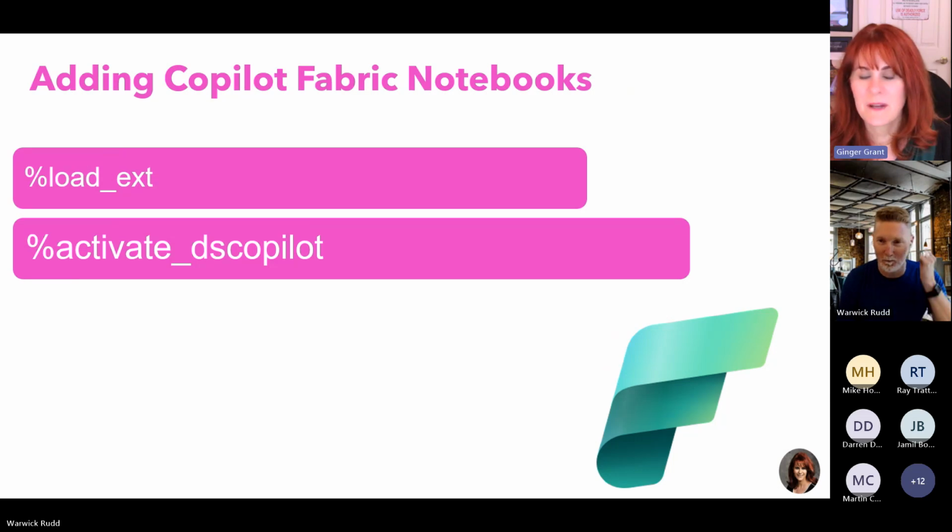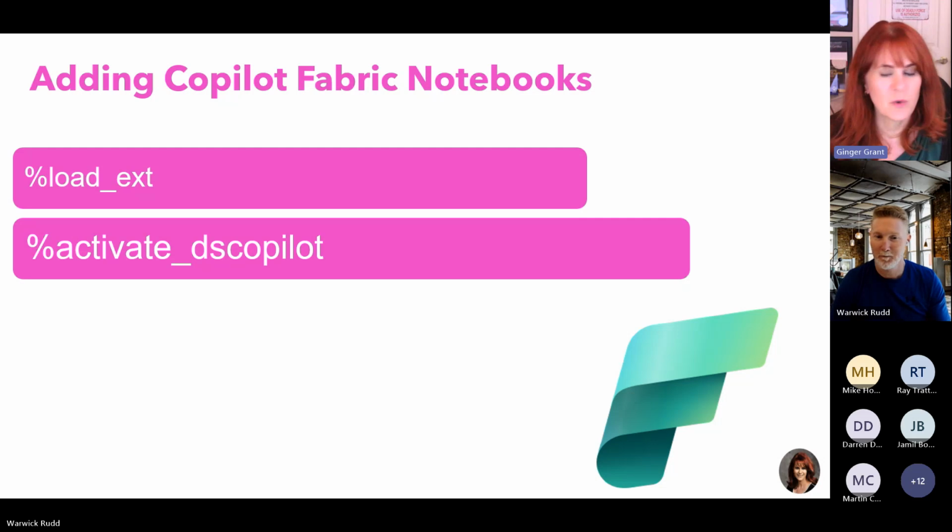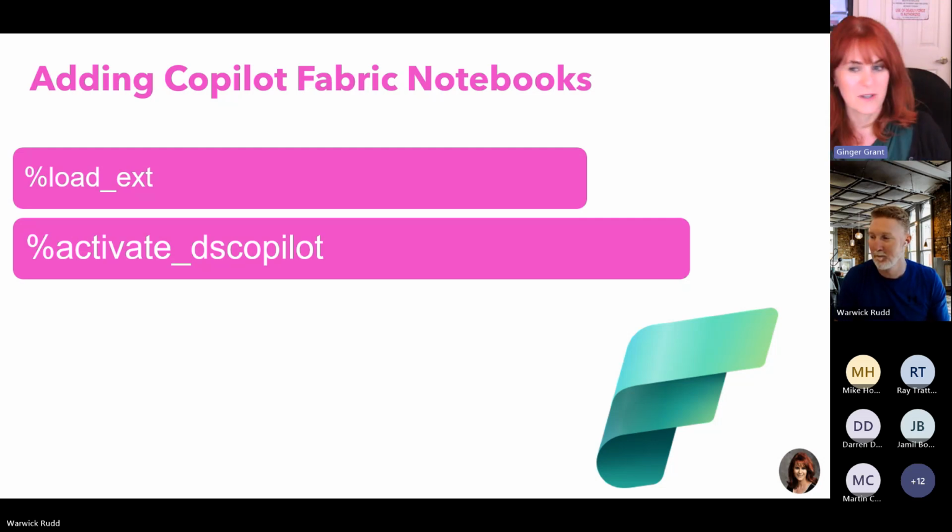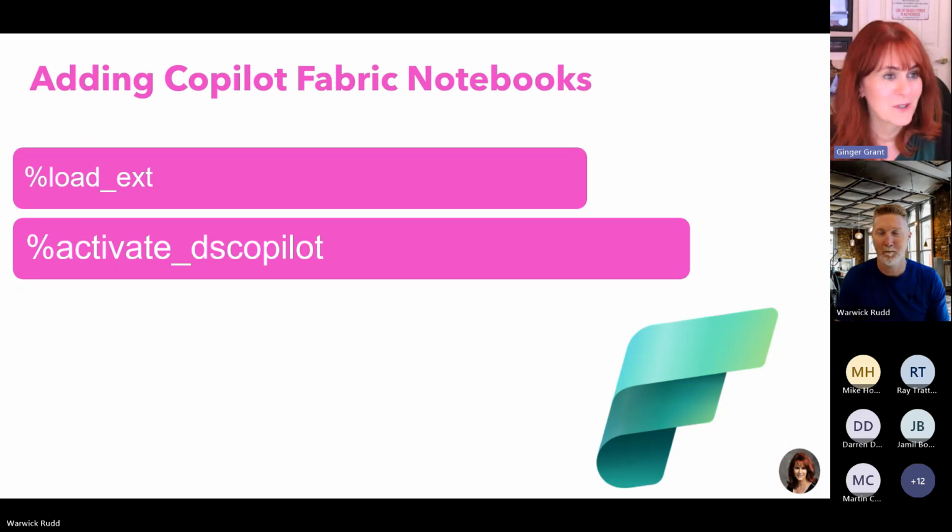Now, one of the things about adding Copilot to a Fabric Notebook is that it used to add some libraries, and they seem to change over time. What happens is you click on a button that says, do you want to add Copilot to this notebook? When you say yes, it creates its own cell. It starts doing the Copilot right off. And in that cell, it's going to say load ext ds Copilot installer and then activate ds Copilot.